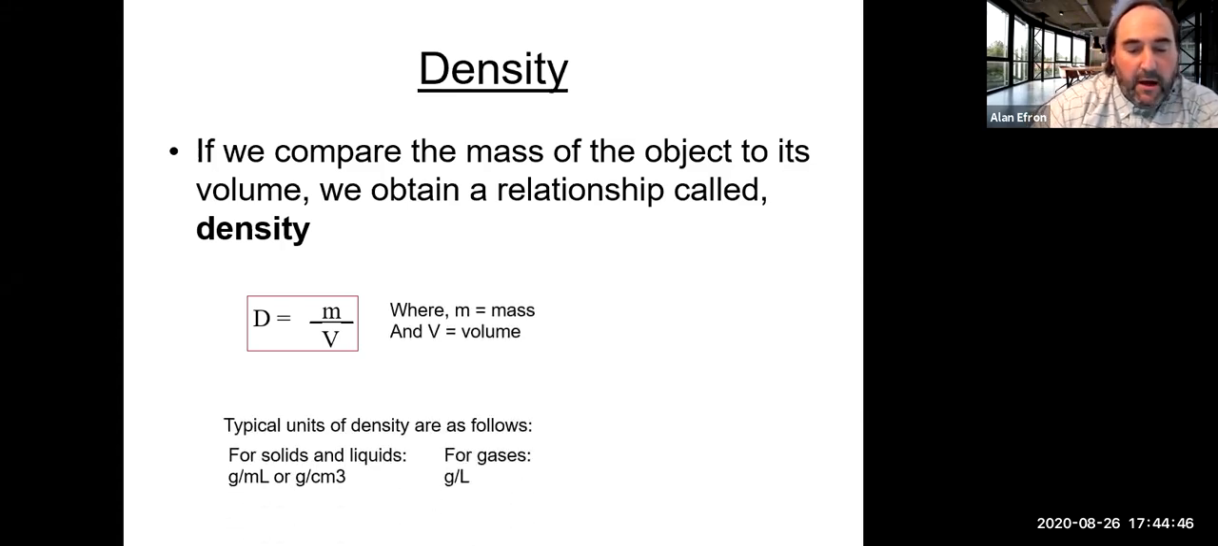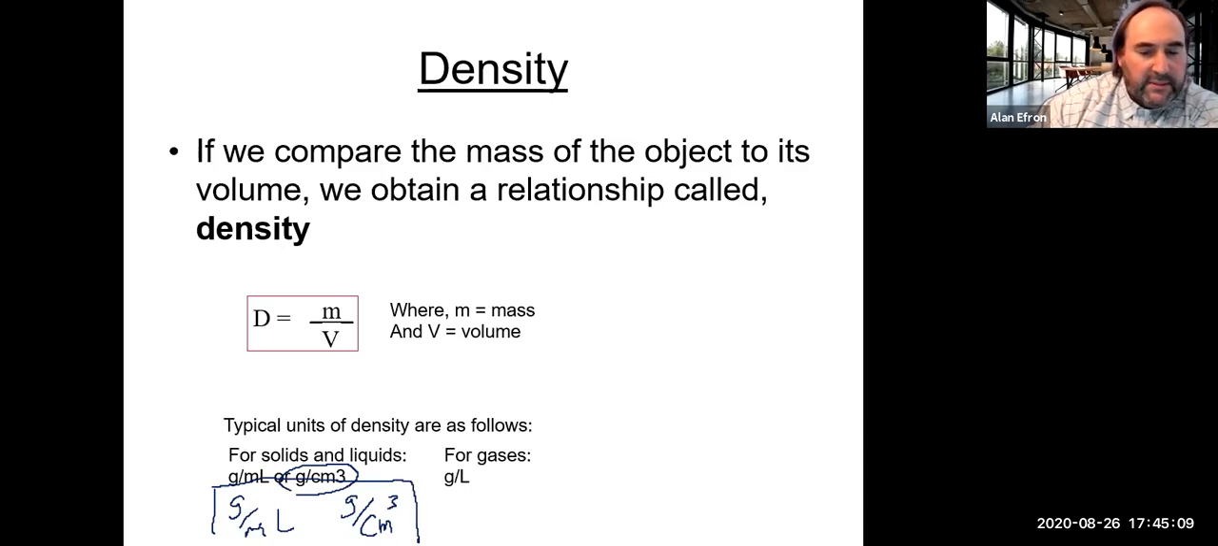And the common units that we see for density are these guys down here. This one really should be grams per cubic centimeter. The 3 should be higher. The other is grams per milliliter. And these are the common units that we see for solids and liquids. And honestly, in our class, these are probably the common units of density that you will see.